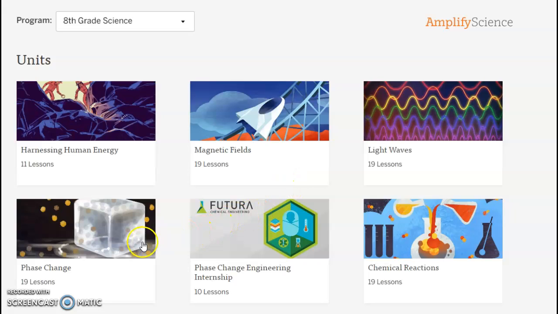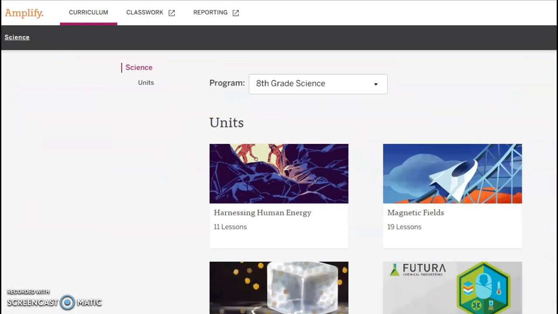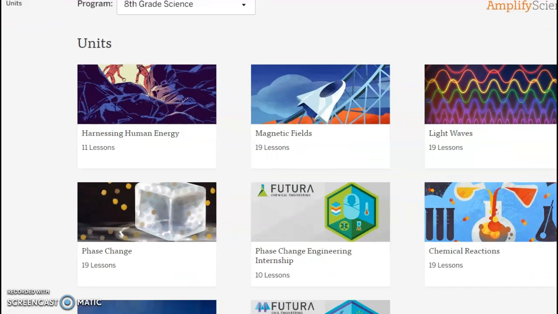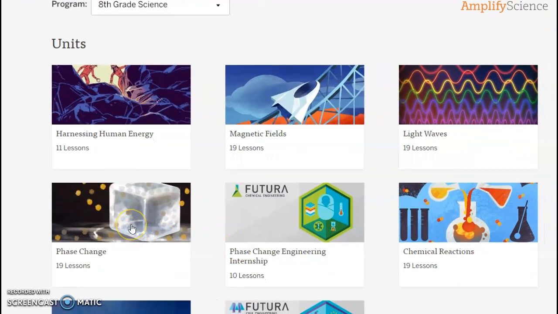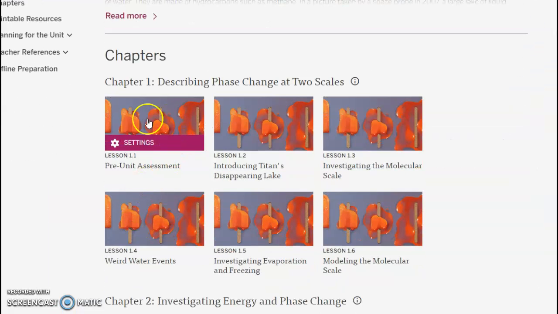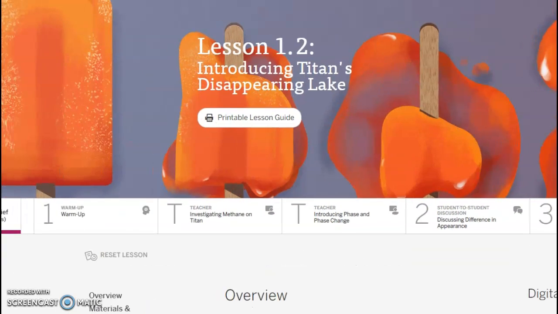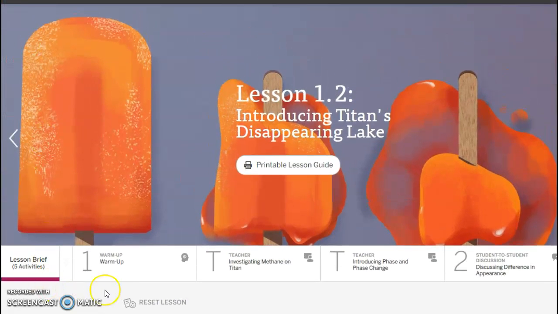I'm going to show you guys how to get into the phase changes unit on Amplify. So if we go on to Amplify, I'm going to make this a little bit bigger just so you can see it a little bit better. Well, that's about as good as we're going to get. So we're going to go to phase changes. And you should have already done lesson 1.1, which is the pre-assessment. You're going to jump into 1.2. I'm going to click 1.2, okay? And we're going to look specifically at the warm-up.